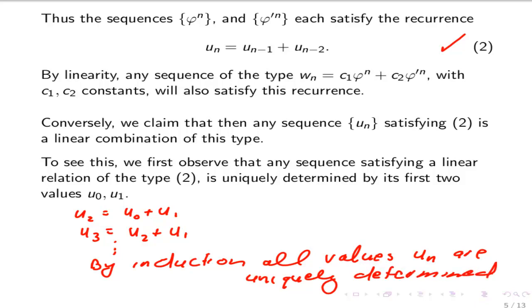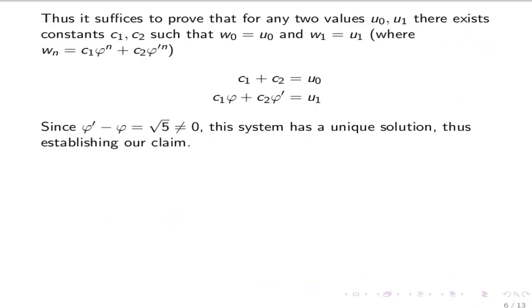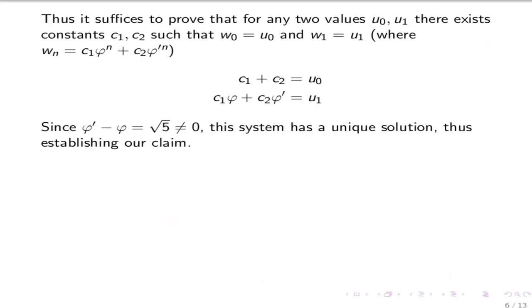All we need to do to prove the converse is to show that there is some linear combination that would agree with the first two terms of a sequence satisfying 2. Thus, it suffices to find constants C1 and C2 such that we have this agreement in the first couple terms here, that W0 is U0, W1 is U1, where Wn is this linear combination.